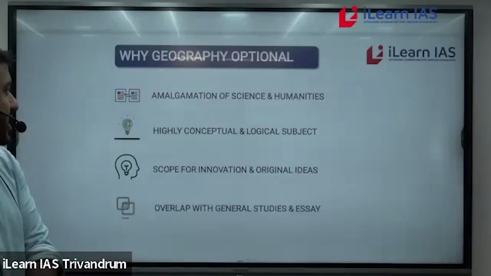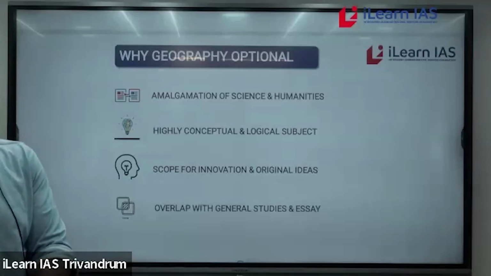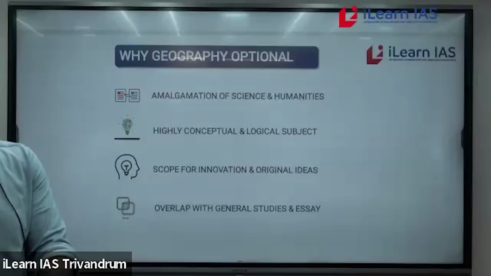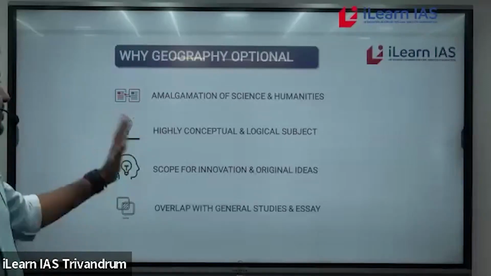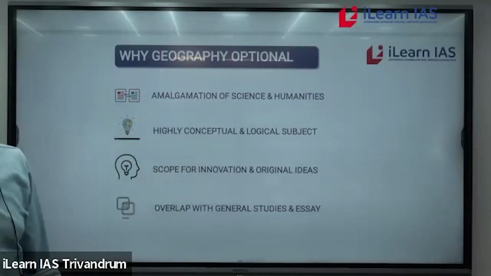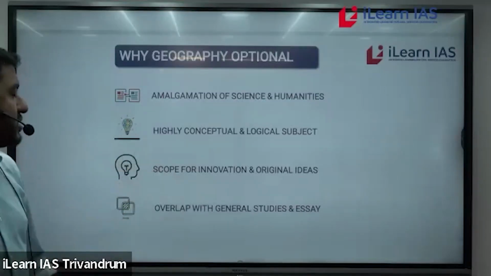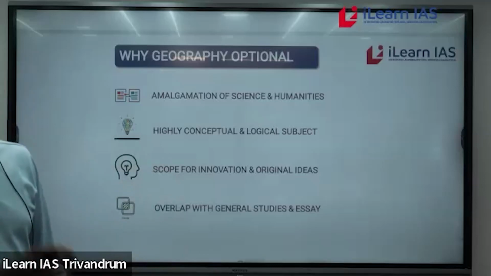It is basically a semi-scientific subject, a logical subject. Anyone who has got a logical bent of mind can easily tackle this particular subject. It's a mix of science and humanities. It's not a pure science, but a mix of science and humanities. Highly conceptual and logical subject, and since it's very logical, it is easy to remember.